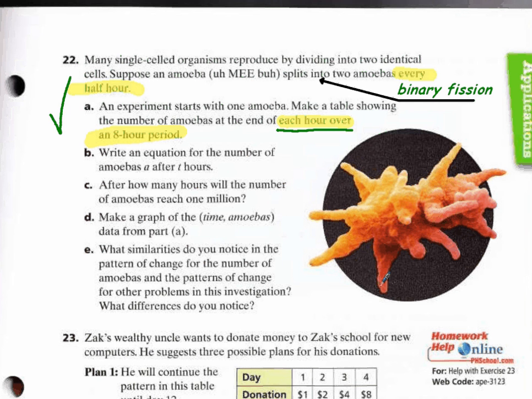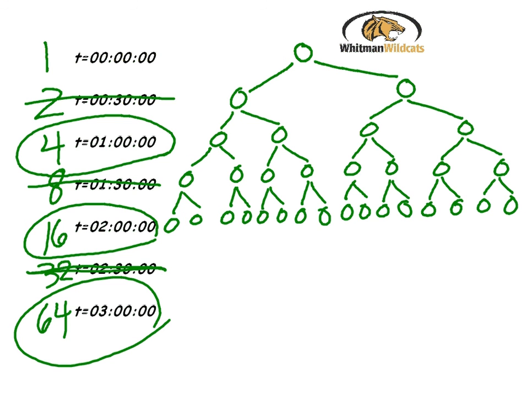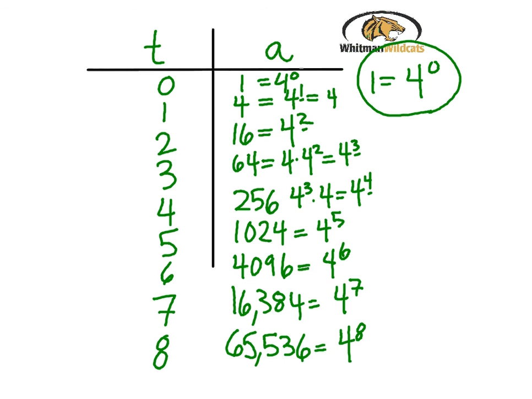Part B now asks us, it says, write an equation for the number of amoebas A after T hours have gone by. And so as we look, as our time went up, our number of amoebas increases. So the number of amoebas depends on how much time has passed. So the amoebas A is our dependent variable, and our independent variable is T, T being the number of hours that have gone by.